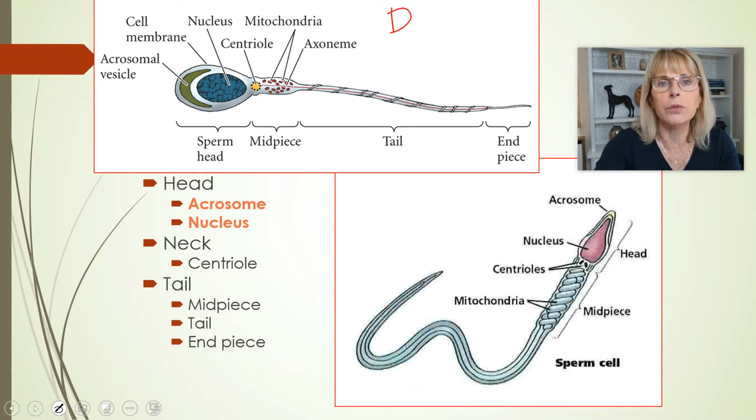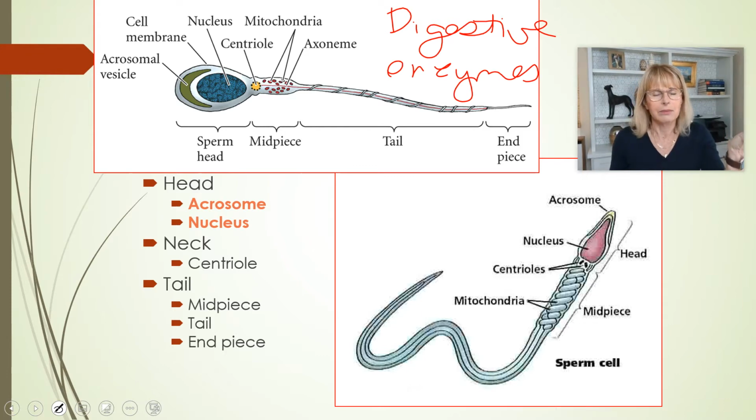Now, the important part of the sperm for this part of the story is the acrosome. The acrosome is filled with digestive enzymes. Now, when I said digestive enzymes, you must have thought to yourself, what? Why would there be digestive enzymes in a sperm? What does that have to do with it? Well, when we use the term digestive enzymes, we're always talking about enzymes that will take big molecules and break them apart. That's what a digestive enzyme is. So yes, the digestive system uses digestive enzymes, but so does the acrosomal vesicle.